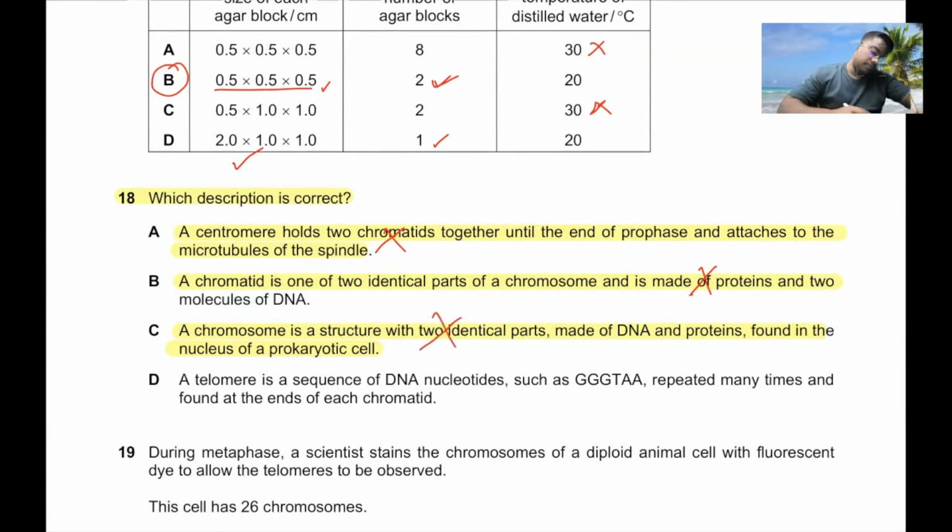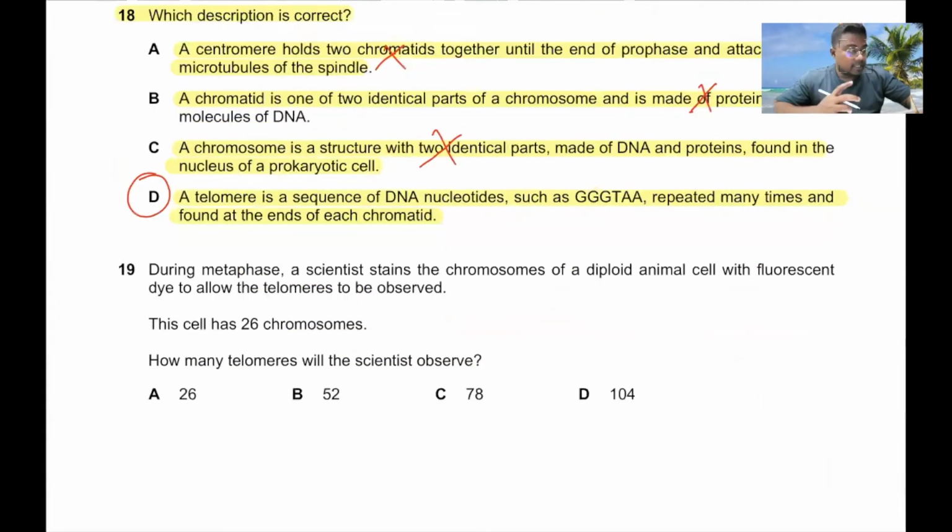This is wrong. Next, D: a telomere is a sequence of DNA nucleotides such as G, G, G, T, A, repeated many times and found at the end of each chromatid. This is a correct statement. So 18, D is correct.